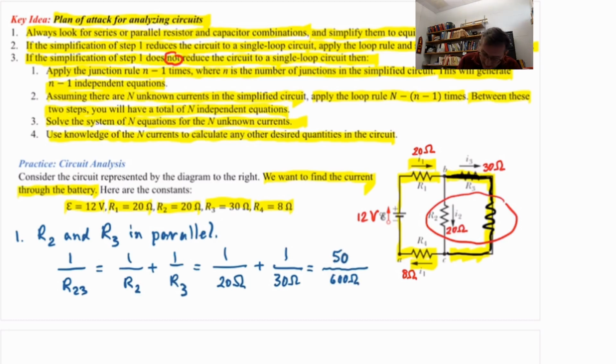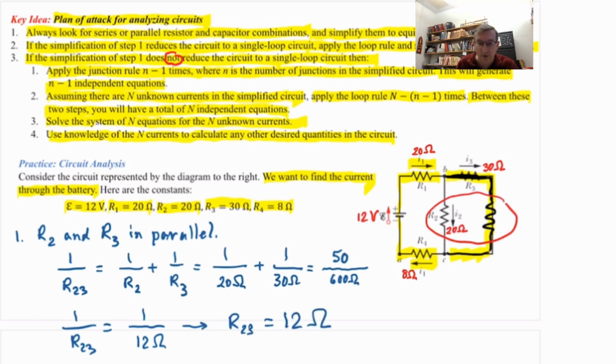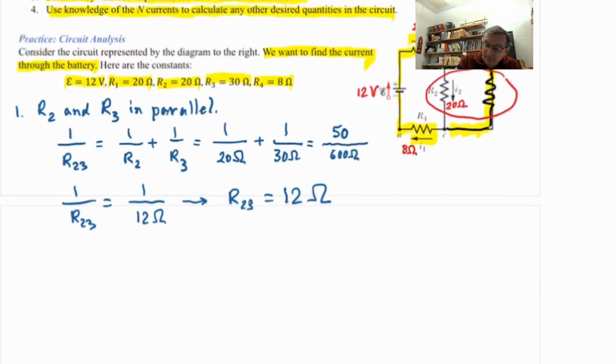And it turns out that the fraction on the right simplifies to 1 over 12 ohms. Now don't forget the last step, to invert both sides. So R23 is 12 ohms, not 1 over 12, 12 ohms. That's the equivalent resistance of the 2-3 parallel combination. But notice that equivalent resistance, 12 ohms, is less than the smaller of the 2 resistors I started with, which was 20 ohms.